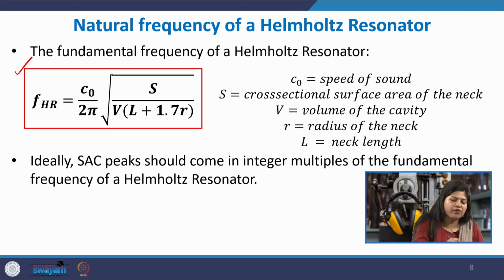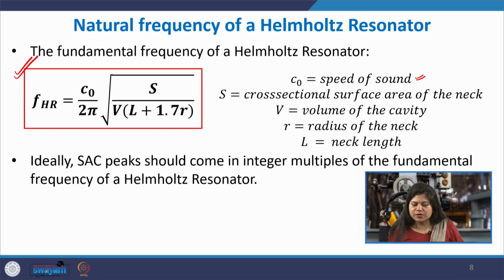So, this is one very important equation every noise control engineer or every student in this field must memorize by heart. Okay? So, very important relation. C naught here is the speed of sound in whatever is the acoustic medium you are considering. In most of the cases it is air. So, it is the speed of the sound in the acoustic medium where the resonator is.